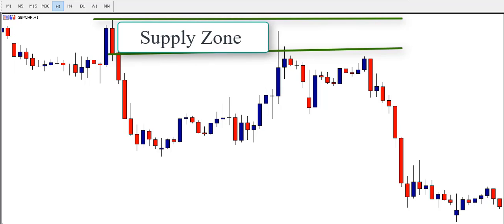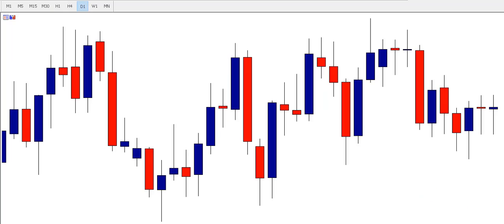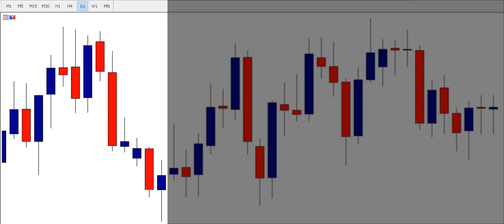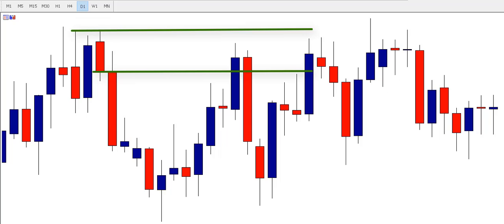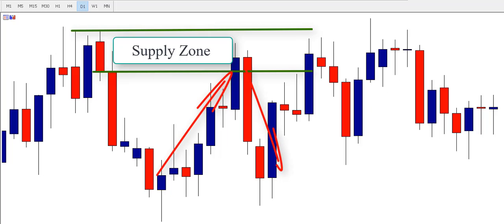Let me show you another example. This is the US dollar Canadian dollar daily chart, and this is a clear supply zone. The basing candle is this dark cloud cover. So to draw the zone, you draw the proximal line at the close of the bearish candle and the distal line at the upper shadow. As you can see, when the market returned to test the zone, prices were strongly rejected and the market moved strongly down.